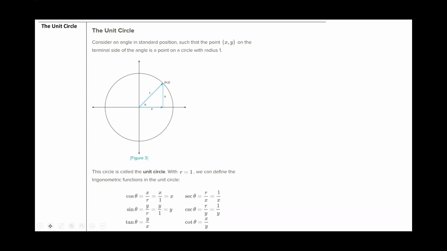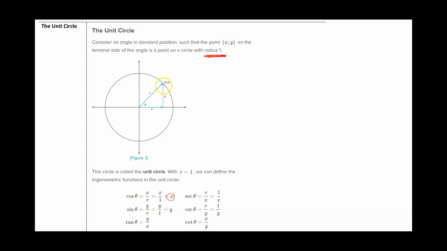Okay, let's talk about the unit circle. The unit circle is a circle such that its radius is equal to 1. So we have a radius of 1. Now, I want to remind you that cos theta is equal to adjacent over hypotenuse, if this is your angle theta. Adjacent is x, and the hypotenuse is your radius, r. But if the hypotenuse equals 1, then the value of cosine is just equal to x. So associate cosine with the x value of any point on the unit circle.